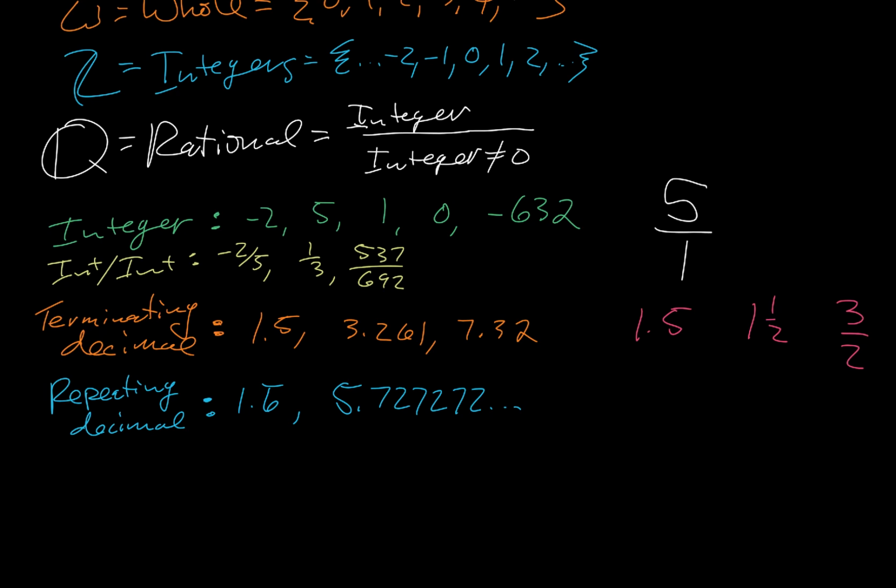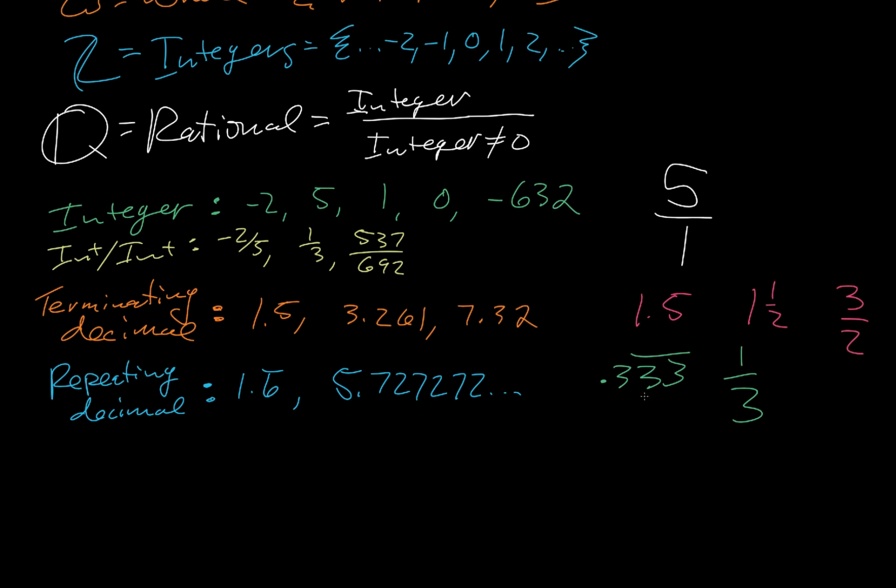Now for the blue part, repeating decimal, I'm going to take the number 0.333 repeating, which I think most of you know is the same thing as 1/3. Now I don't know off the top of my head what 5.727272 repeating is, but since it's a repeating decimal, it could be written as an integer over an integer. Okay? Now we're going to move on to irrational numbers.